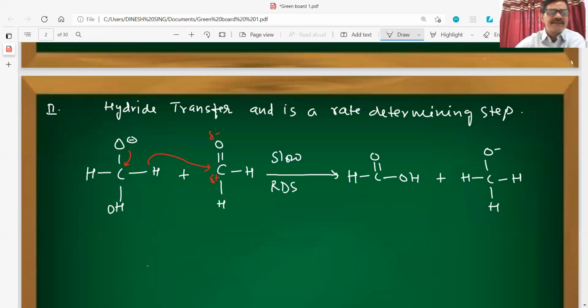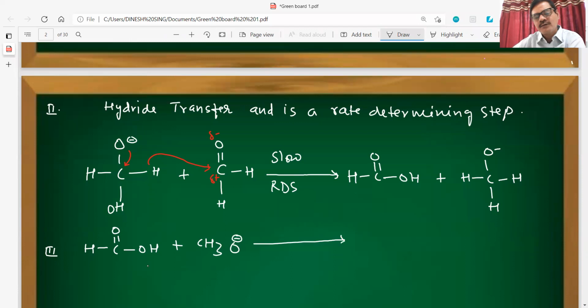The next step, what will happen? Third step, that is HCOOH, formic acid is a weak acid, CH3O minus is a strong base. So an acid base reaction, that is HCOO minus plus CH3OH will form. I think everybody understood. So this is the overall mechanism of the reaction.